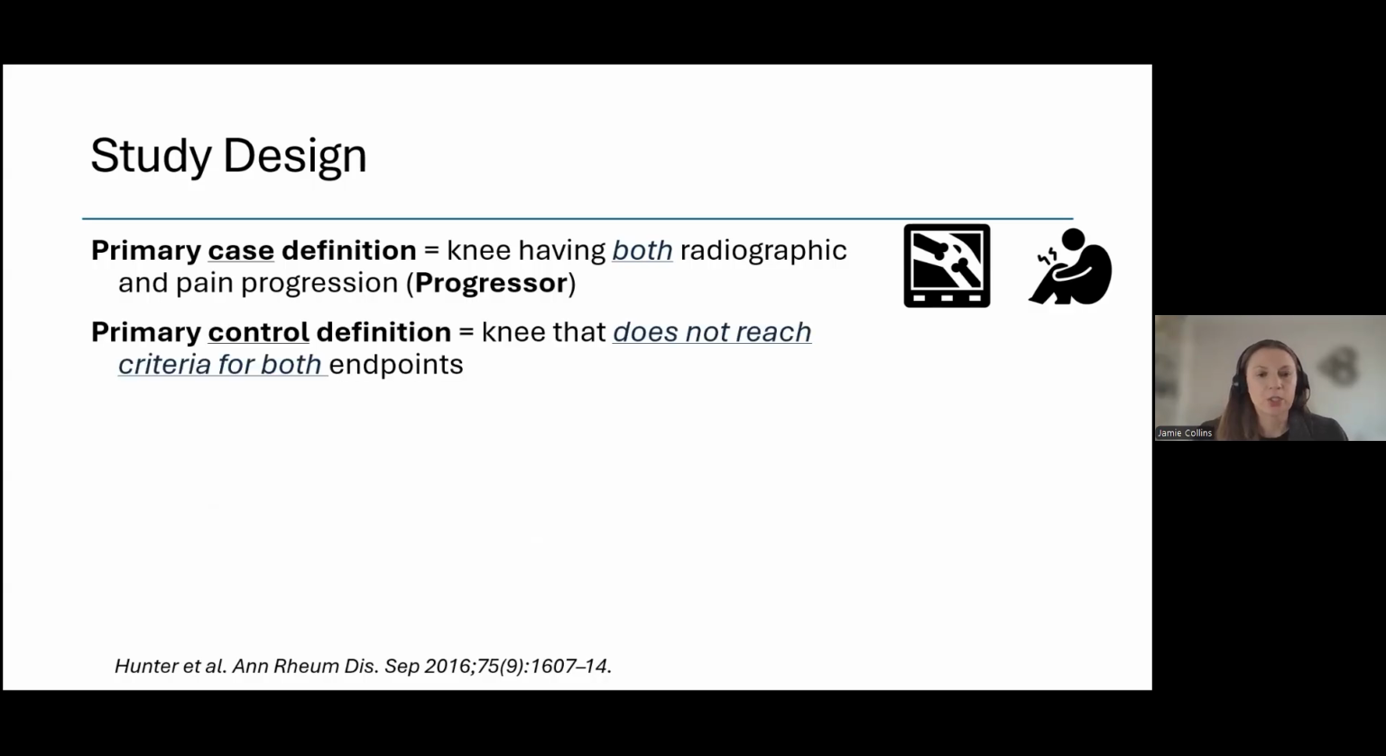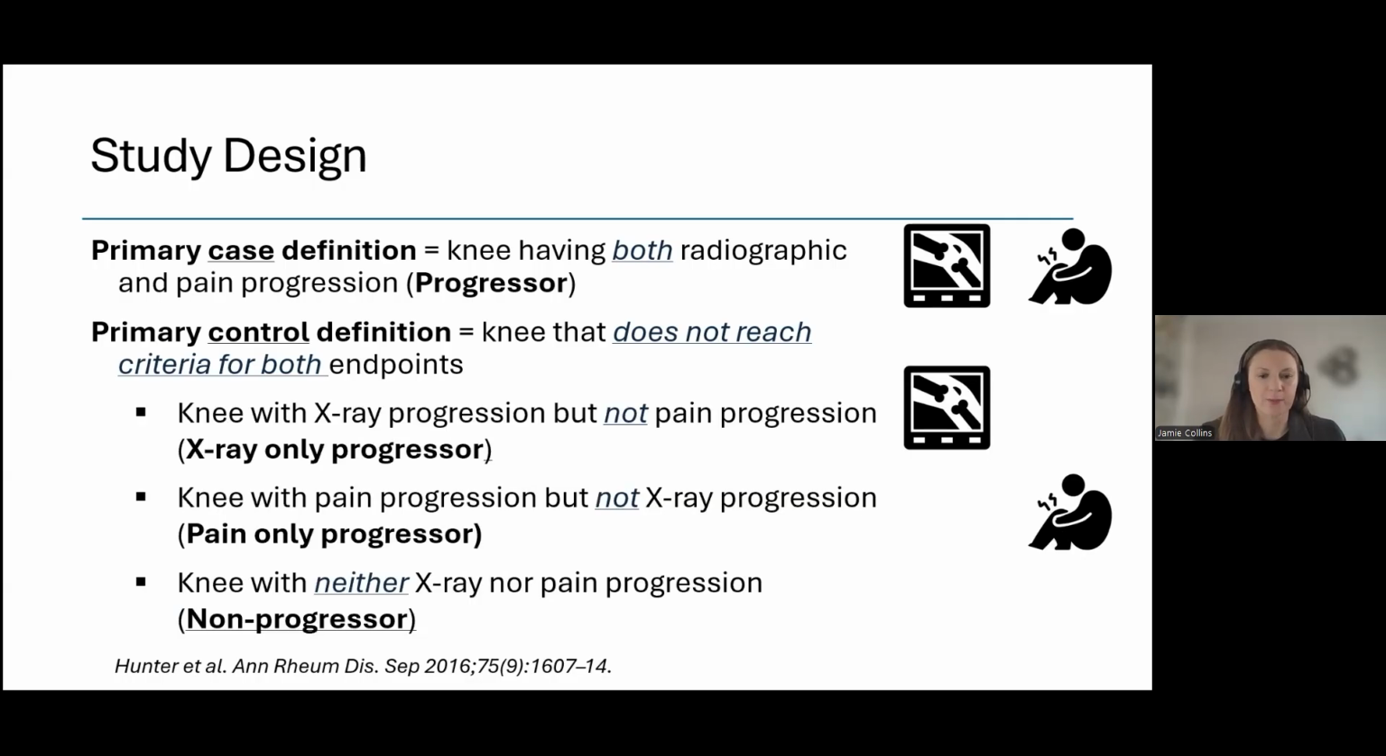And then the primary control definition was knees that did not reach criteria for both endpoints. So the controls included knees with X-ray progression, but not pain progression, X-ray only progressors, knees with pain progression, but not X-ray progression, so pain only progressors, and knees with neither X-ray nor pain progression, so non-progressors.